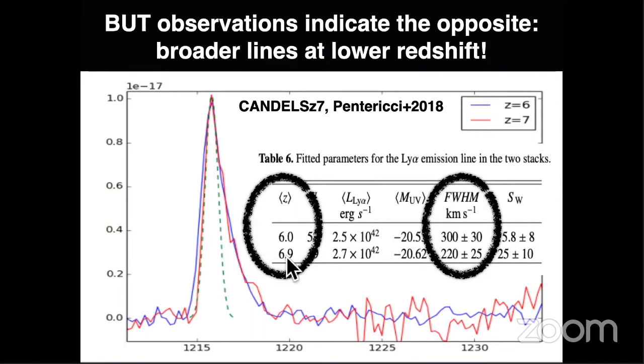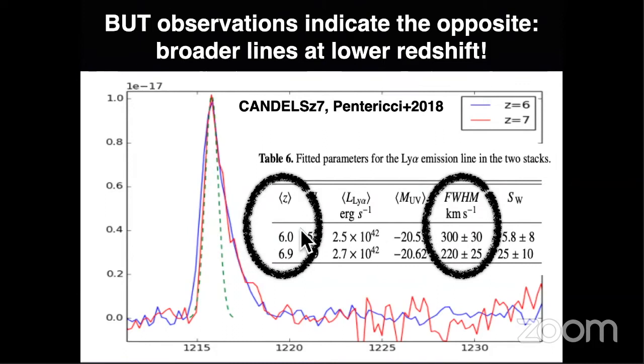And what they show here is that the lines are highly asymmetric. And if you look at their equivalent width, you realize broader lines. You have, like, at redshift of 6, about 300 kilometers per second, and at redshift of 7, 220. So it seems like the observation indicates that you have a broader line at lower redshift, right? And this is really the opposite of what we have seen with the column density.